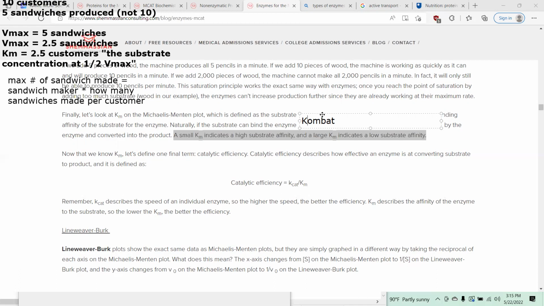I'm giving you the explanation because it's important to know the explanation, but at the same time, memorizing this explanation in a way that makes sense to you, in a way that you will never forget it, is very, very important. Okay, any questions? Does that make sense? A small Km is high substrate affinity. A large Km is low substrate affinity for the enzyme. Does that make sense?